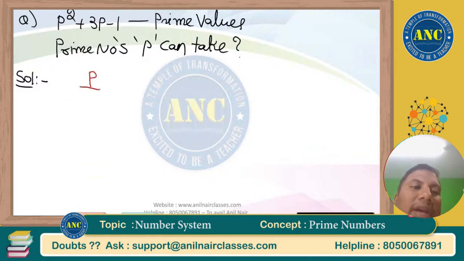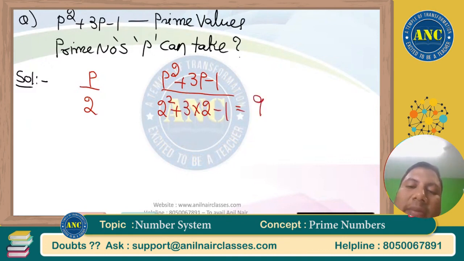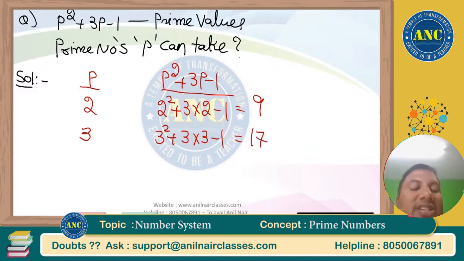First we will write p here and the expression in the question, p square plus 3p minus 1. The lowest prime number is 2. So 2 square plus 3 into 2 minus 1: 4 plus 6 is 10, 10 minus 1 is 9. 9 is a composite number. Next it is 3. 3 square plus 3 into 3 minus 1: 9 plus 8 is 17. 17 is a prime number.